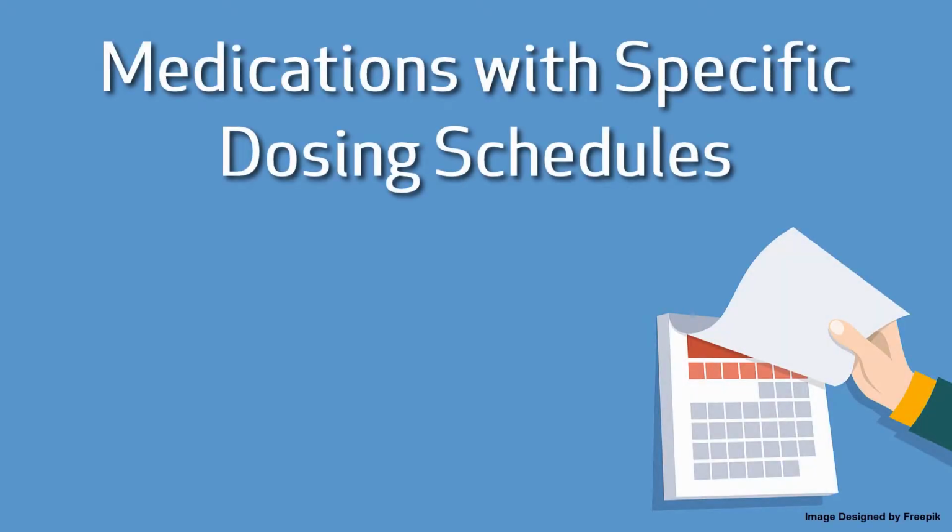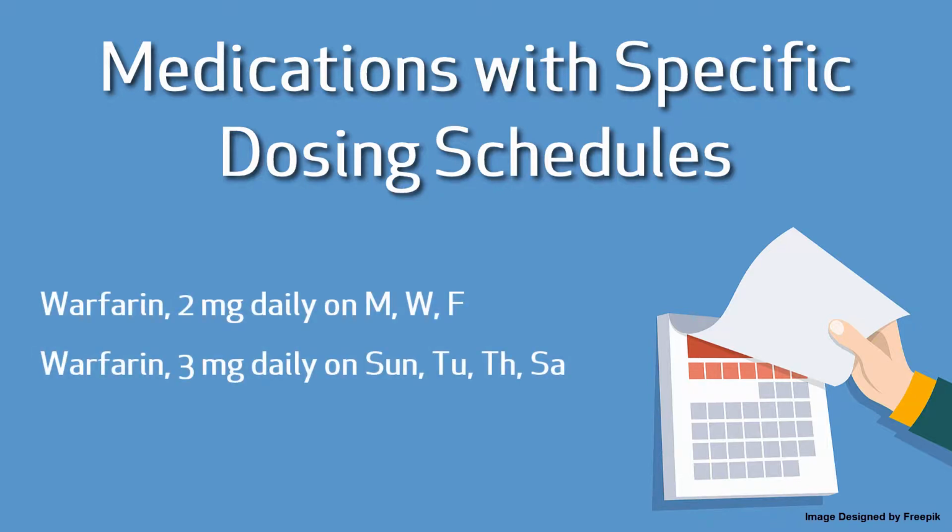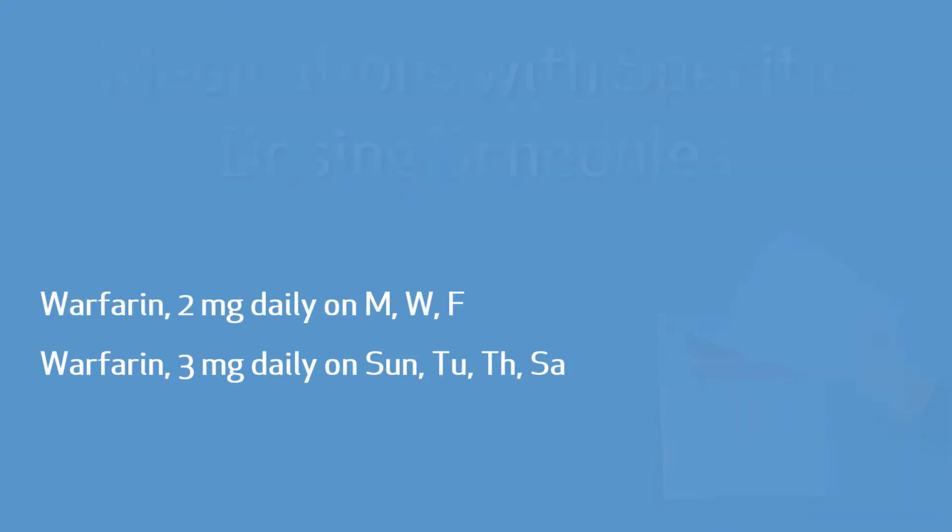Some medications may require the patient to adhere to a specific dosing schedule. This can be seen for patients taking warfarin. For example, the patient states that they take 2 milligrams of warfarin daily on Mondays, Wednesdays, and Fridays. Then, they take 3 milligrams daily the rest of the week.